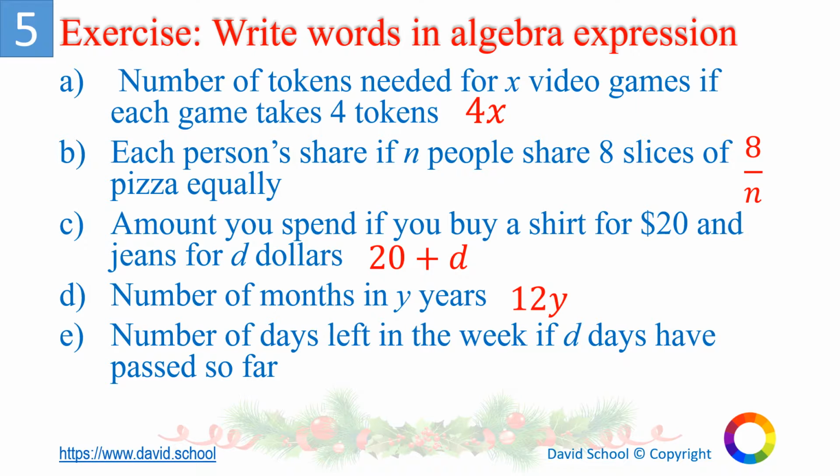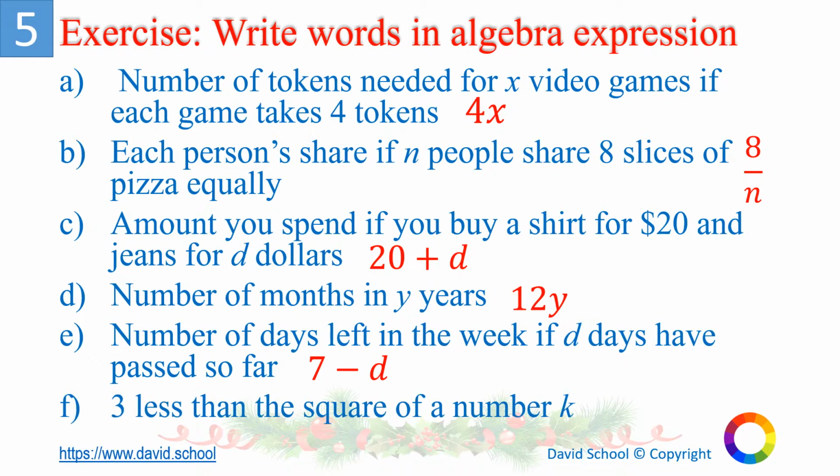Number of days left in the week. If d days have passed so far, it would be 7 minus d days, because there are 7 days in a week and d days already passed. 3 less than the square of a number k. Square of a number k is k squared, and 3 less than is k squared minus 3.